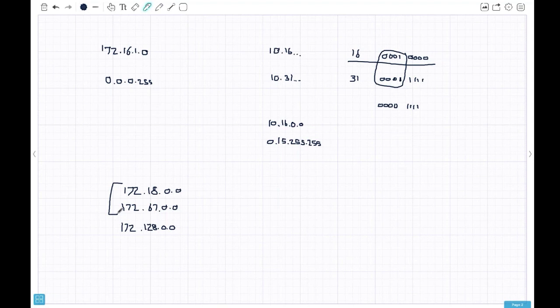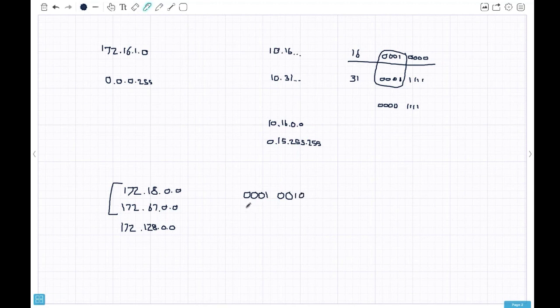So our mission is to write the most efficient access control list we can to block 172.18 and 172.67. And it looks like a horrendous job, but first thing we have to do, stop thinking in decimal and convert to binary. So 18 in binary is basically 16 with the bit position of 2 set.